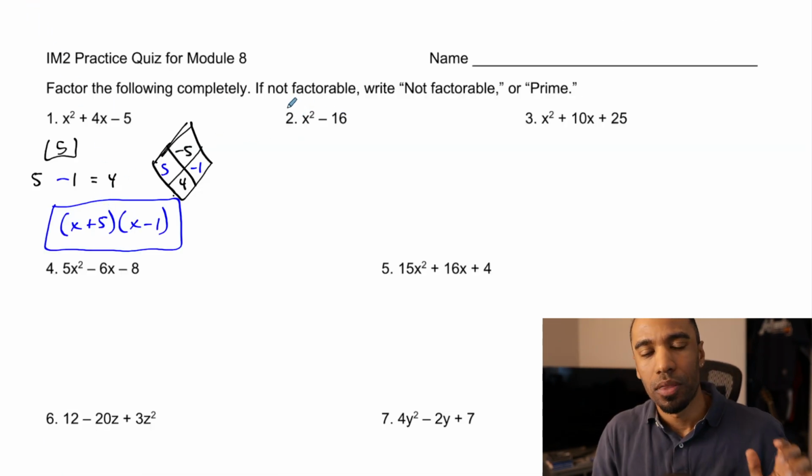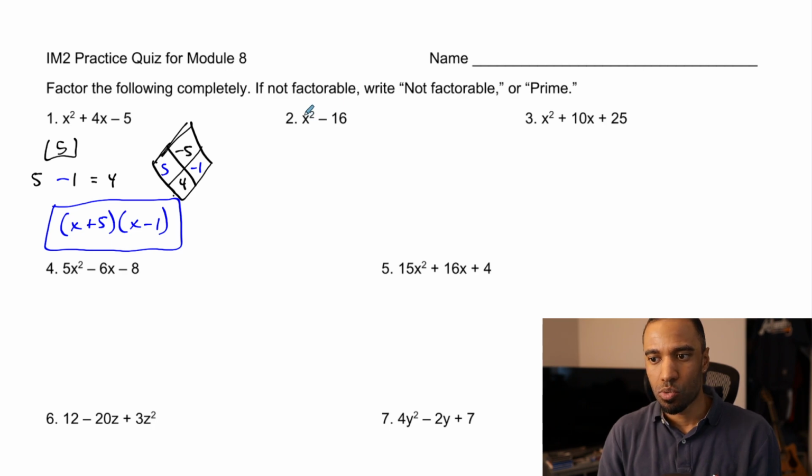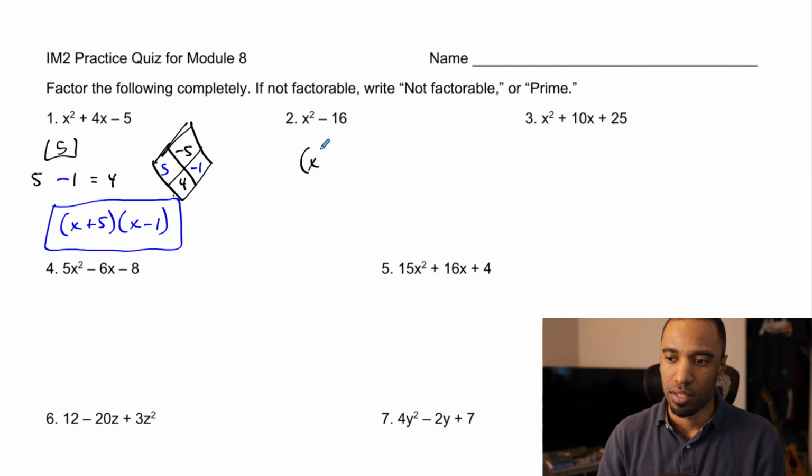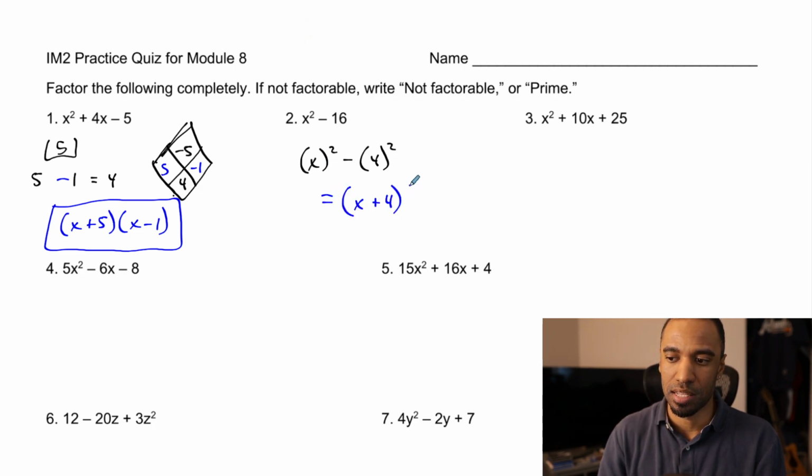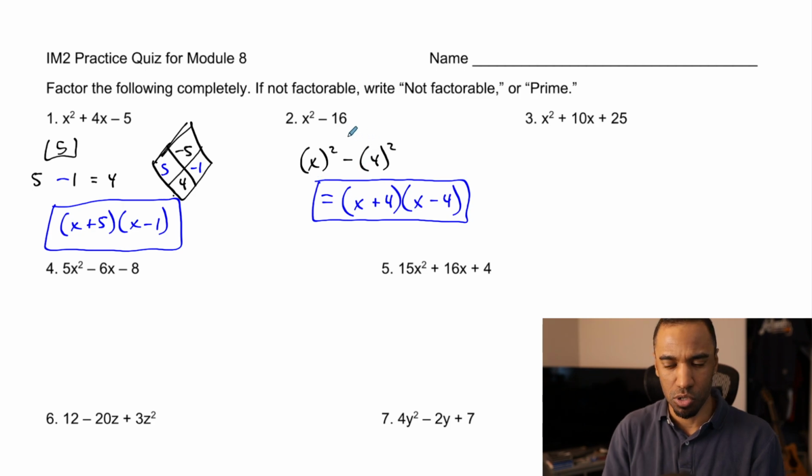Now, number 2, there are two different ways to do number 2. One is recognizing this is a difference of two squares, meaning this is some sort of a squared minus b squared, like that. All right, x squared minus 4 squared. If that's the case, that means this factors down to a plus b times a minus b, like that. And you're set. You should recognize this is a difference of two squares.